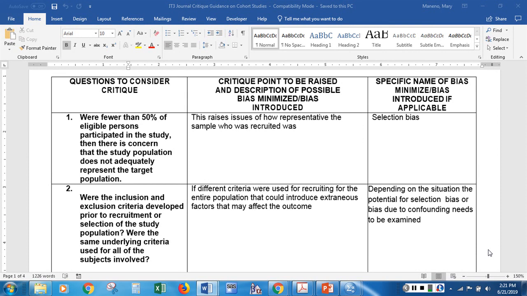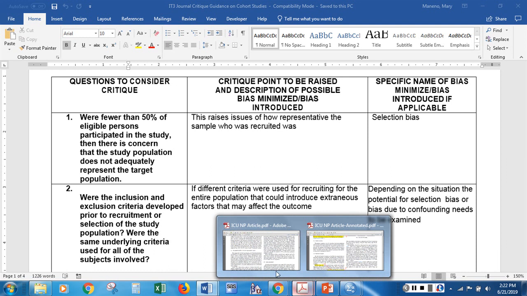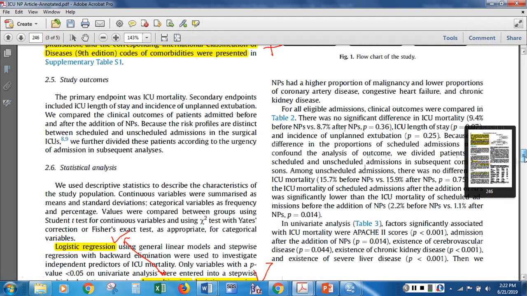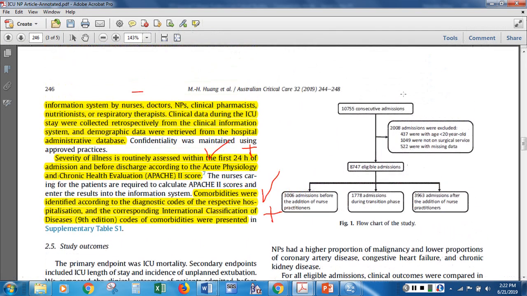First question asks, were there fewer than 50% of eligible persons who participated in the study? And if they were, then there's a concern that the study population does not adequately represent the target population. So let's go to the document and see. Usually for most well-written papers, there's a figure that identifies the flow of participants to the study. And so they started off with 1,755 consecutive admissions. These numbers were excluded because they didn't meet the inclusion criteria, leaving this number of eligible admissions.